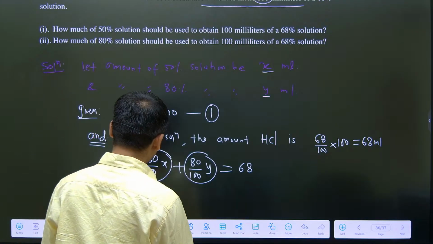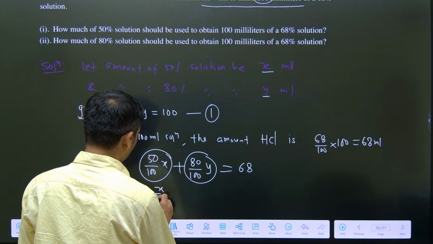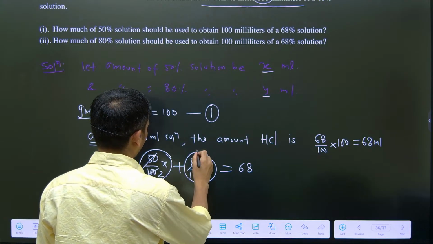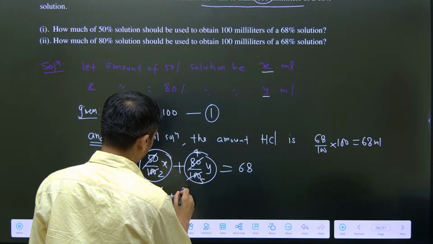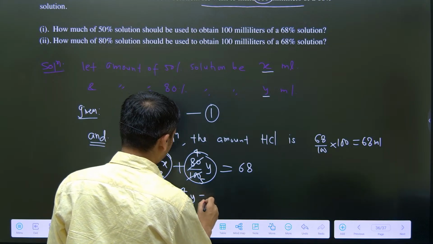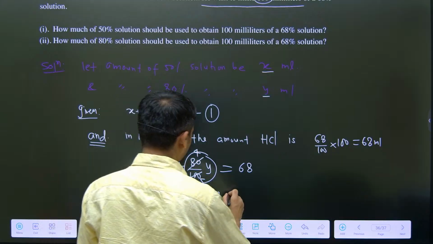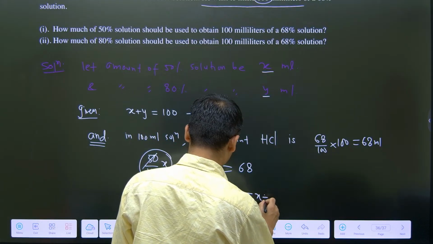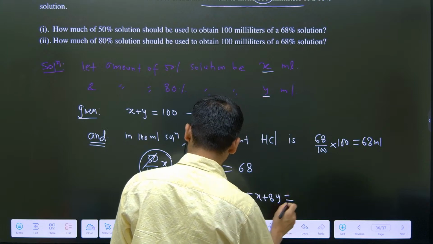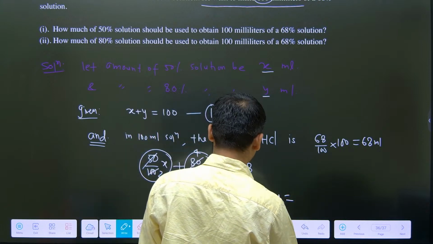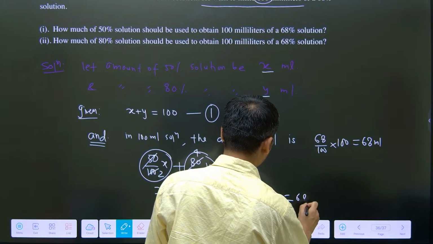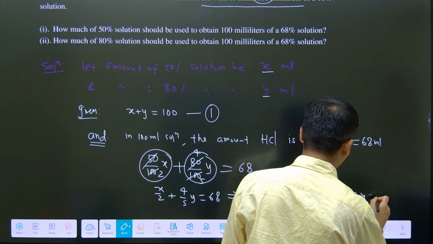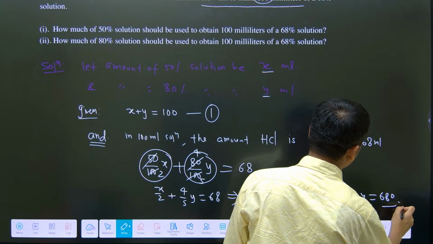Now let's simplify it. So it is x upon 2 plus, I am cancelling, 4 upon 5 y, right? So x/2 plus 4y/5 is equal to 68. Simplify that by taking the LCM. So (5x plus 8y) upon 10 is equal to 68. If you guys have a doubt, please ask, no? I will answer. So 5x plus 8y is equal to 680. That is equation number 2.